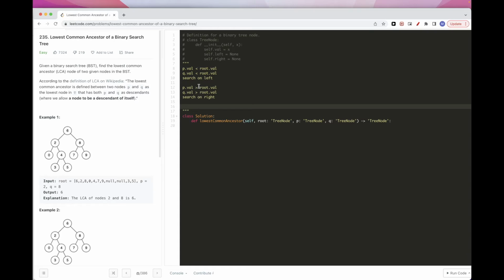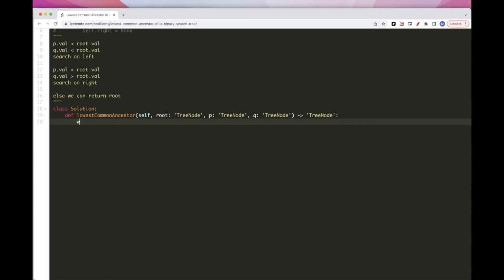Otherwise, that means we found our LCA. If the node value is in between both, they are not both smaller and not both bigger, that means it's in the middle, and it's the first one we found in the middle. That's what we are looking for, so else we can just return root, right? So that's the main idea. Go left or right using the BST property, and if you find the first one where the root is in between both nodes, that's the LCA we are looking for.